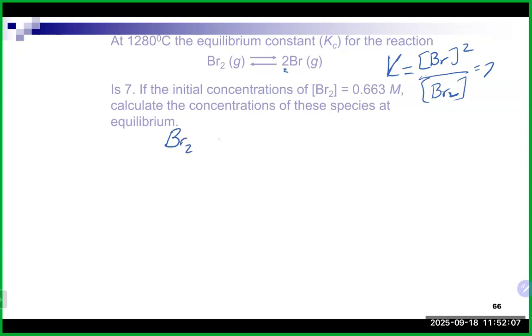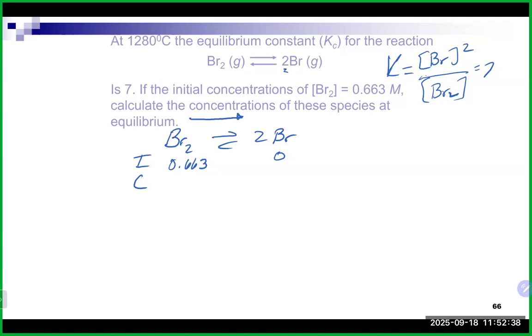So we're going to go with our Br2 to our 2Br. Initially, we are only given our concentration of the Br2, which is 0.663. And again, if you're not given any information about your products, it is safe to assume that it is going to go to the right. You start with 0. Also, as I just mentioned, it is safe to assume that because we only have reactants, we should expect this reaction to head towards the product side.